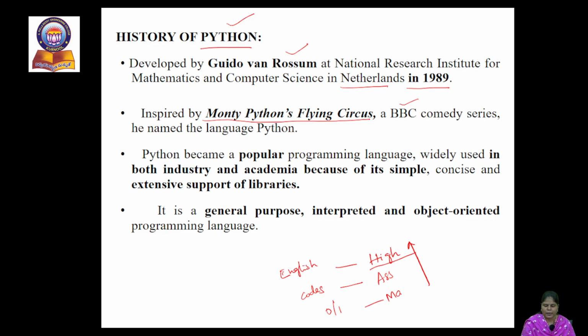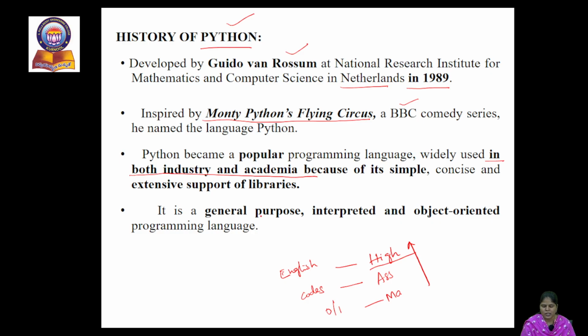Right? So Python, after it was developed, because of its simplicity, because of its readability, and because of some other features, became a popular programming language, in both industry as well as in academia. Because of its simplicity, its readability, that means easy to read, and being concise, that means smaller in size, and extensive support of libraries, it has become very popular.